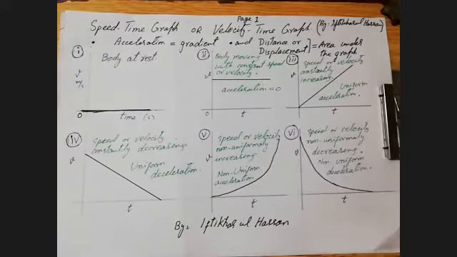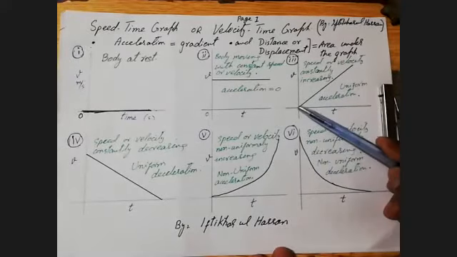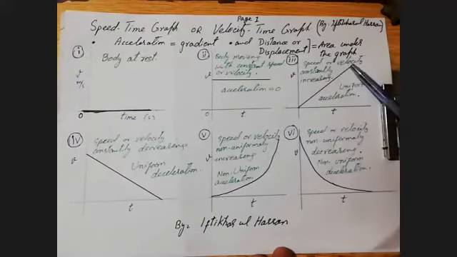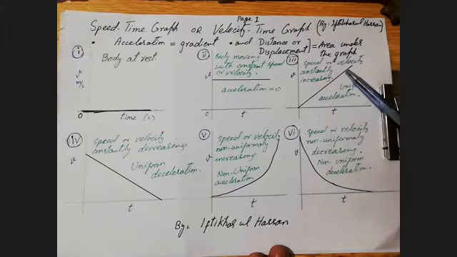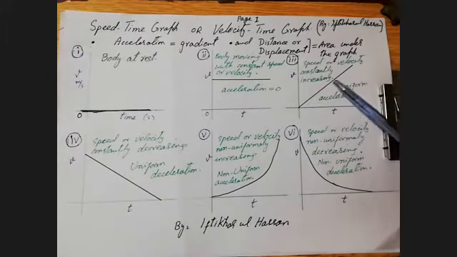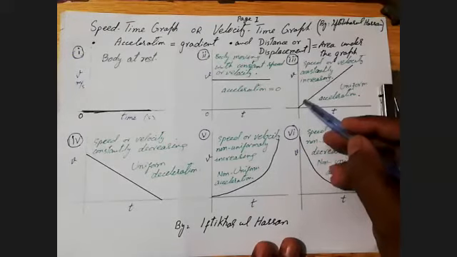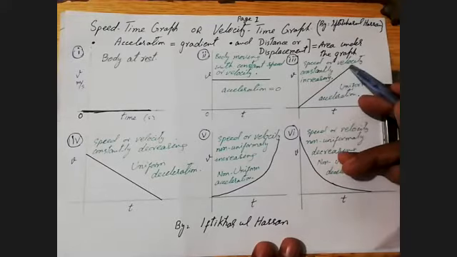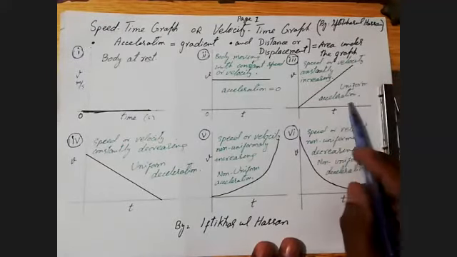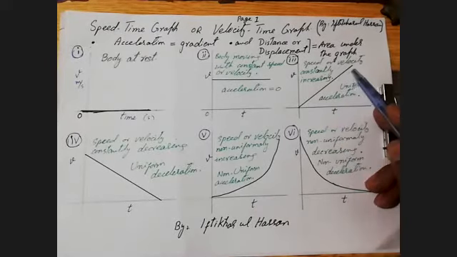Now the third thing: speed or velocity constantly increasing. Here, a straight line going in the upward direction is showing that the speed or velocity is constantly increasing. There is a uniform increase in velocity or speed. So whenever the velocity is increasing uniformly, obviously, if you find the gradient or slope of this straight line, it will be the same throughout the length of the line. So this shows that acceleration is uniform.